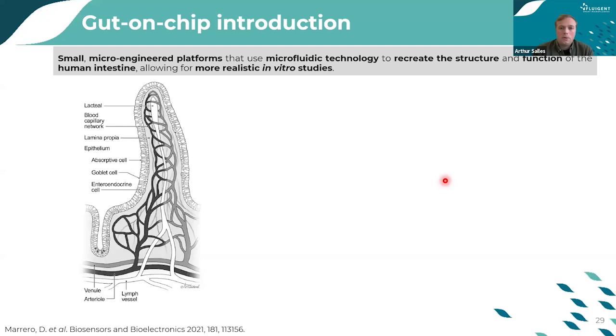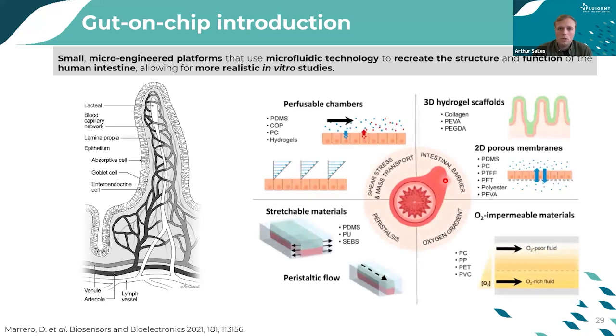They are small micro-engineered platforms that use microfluidic technology to recreate the structure and the functions of the human intestine, allowing more realistic in vitro studies, as presented before by Joseph. And as you can see here, the human intestine is a very complex organ with different geometry. You can find here some crypts and also some villi, and a lot of different cell types with different functions.